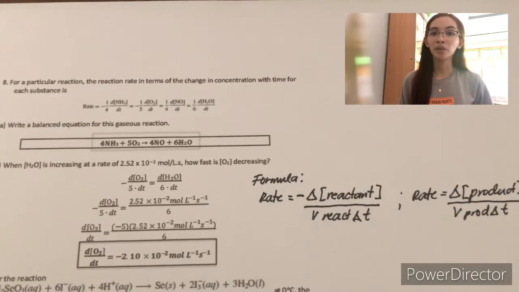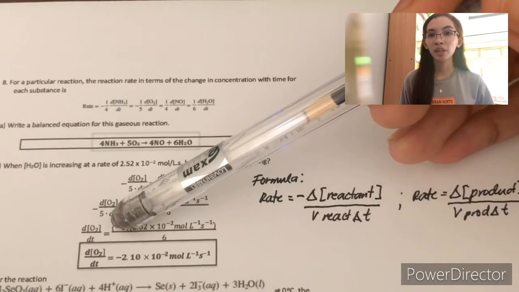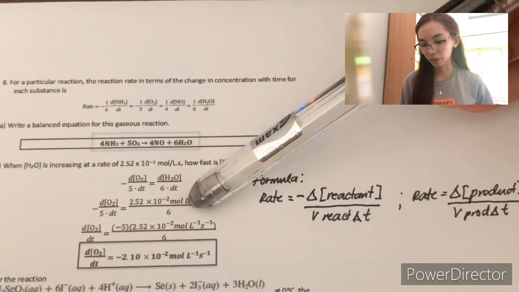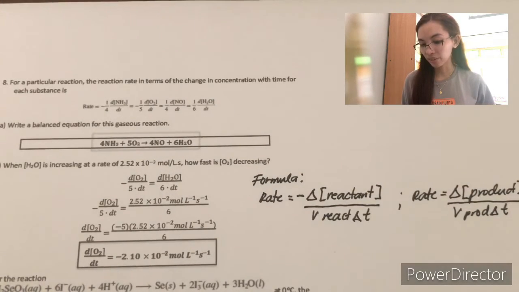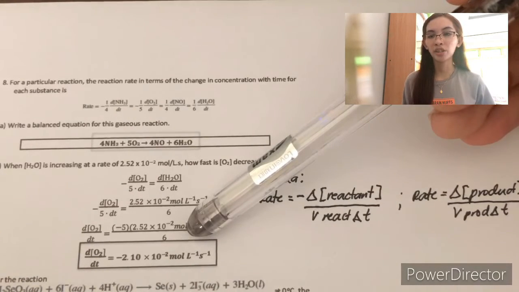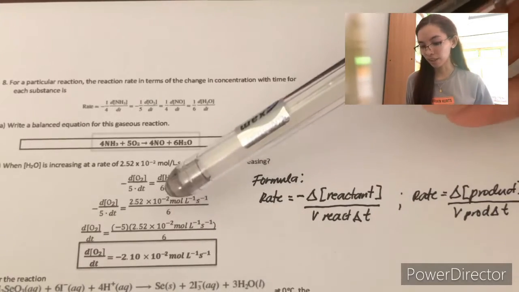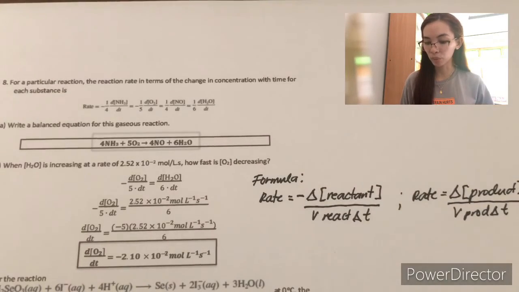And then substitute the rate of the increasing product, which is this 2.52 times 10 raised to the power of negative 2 mole per liter second, and apply the cross multiplication as to which negative 5 is multiplied at the product's numerator and 6 is multiplied at the reactant's numerator. So, to find the rate of the reactant, we need to transfer 6 to the right side, in which it will be divided by negative 5 times 2.52 times 10 raised to the power of negative 2 mole per liter second.